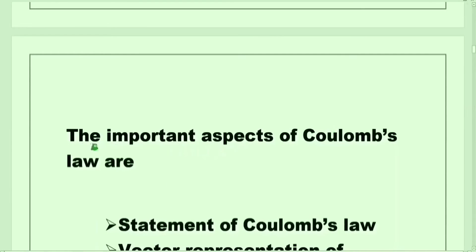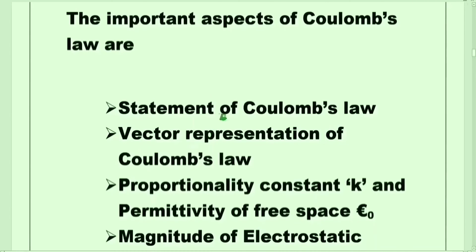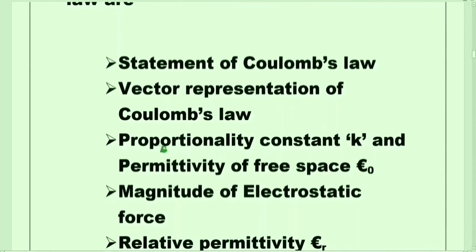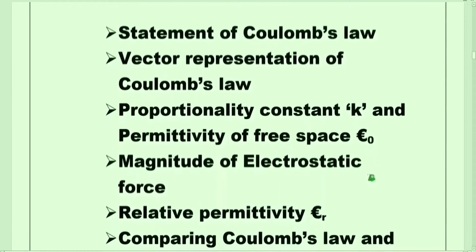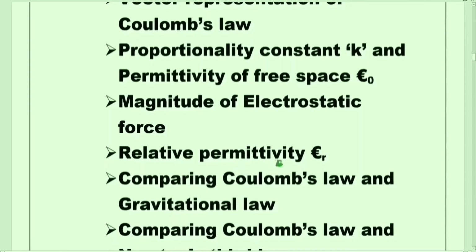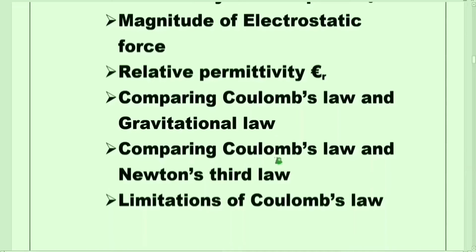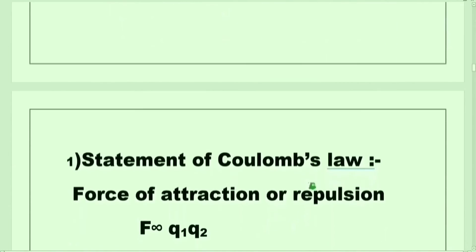The important aspects which are to be discussed in Coulomb's law are the statement of Coulomb's law, vector representation of Coulomb's law, proportionality constant K and permittivity of free space epsilon naught, magnitude of electrostatic force, relative permittivity epsilon r, comparing Coulomb's law and gravitational law, comparing Coulomb's law and Newton's third law, and limitations of Coulomb's law. Okay, students, now let us discuss one by one.